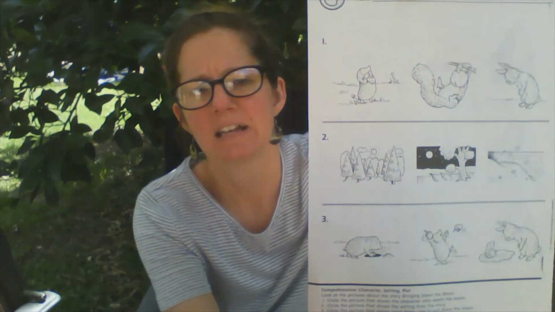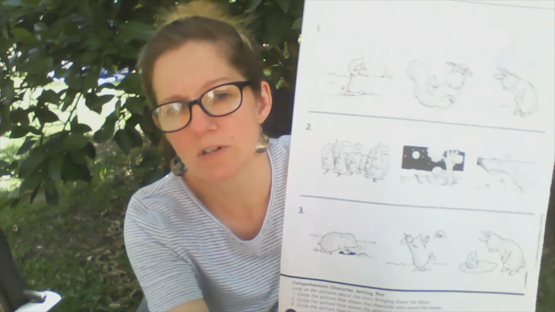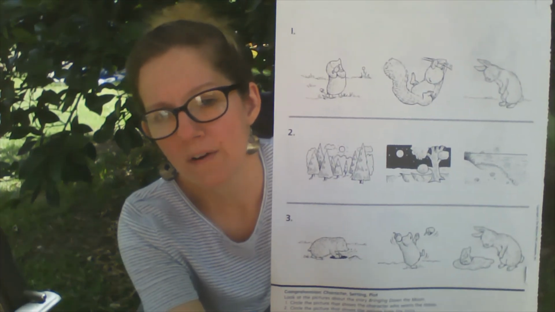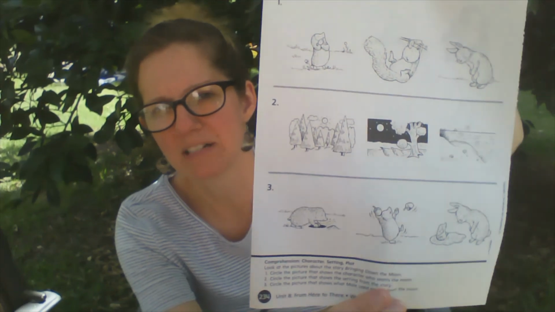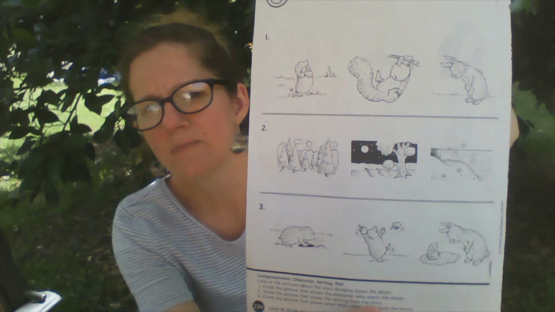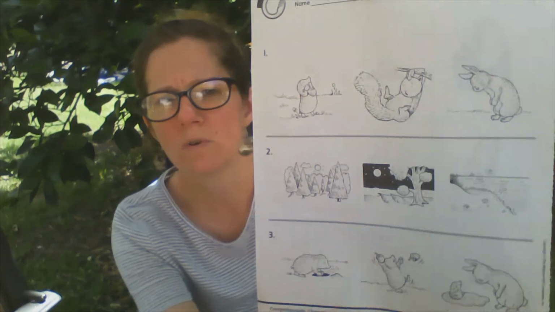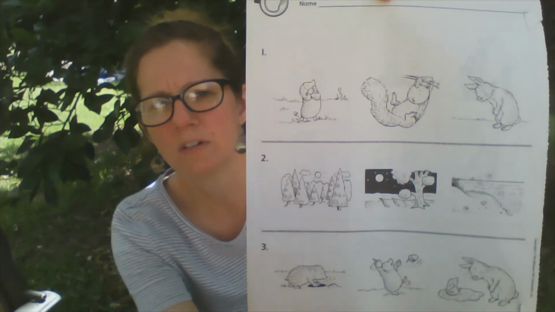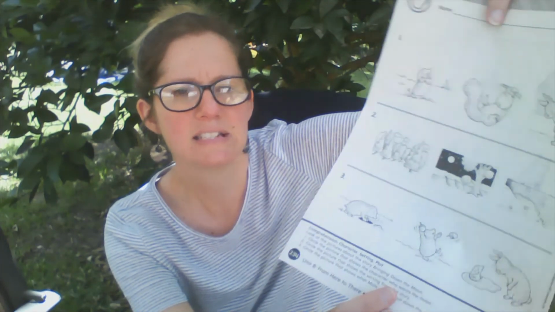On the back, we have character, setting, and events. Characters are who is in the story. Setting is where it takes place. And the events is something that happened. So the first row, number 1, color the main character in the story. Who wanted to pull down the moon? Color that character. Number 2, you are going to color the setting.